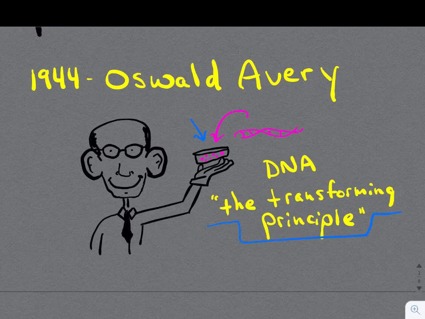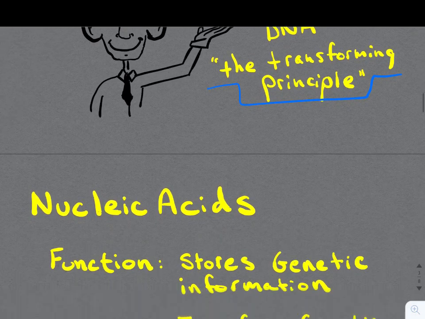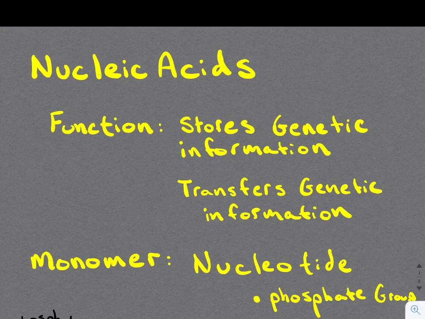This was the first moment where we definitively knew that DNA was what carried genetic information. Previous to this, we suspected that it was in the proteins within cells, but now we know that Miescher's nuclein, this DNA molecule, carried genetic information. So let's talk a little bit about nucleic acids. The function of nucleic acids, there are two. One is the storage of genetic information. We are going to see that in a molecule known as DNA. And then also the transfer of that genetic information. So the information that's stored that makes you you.